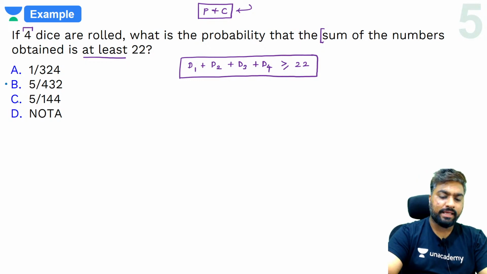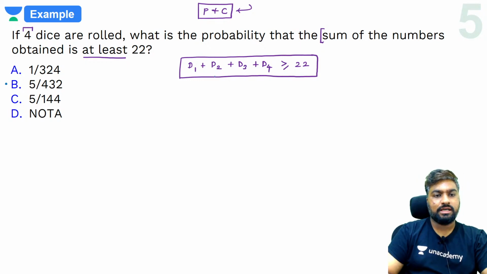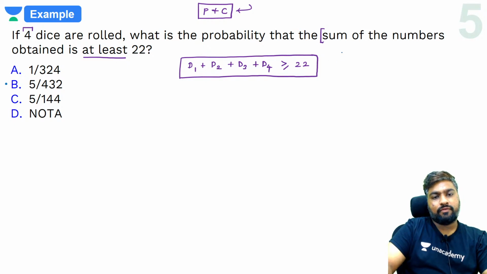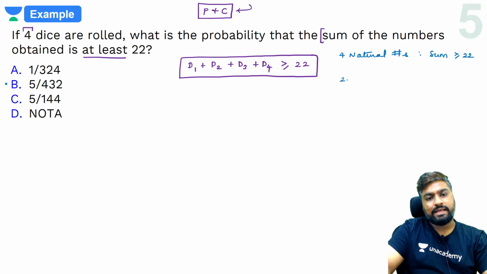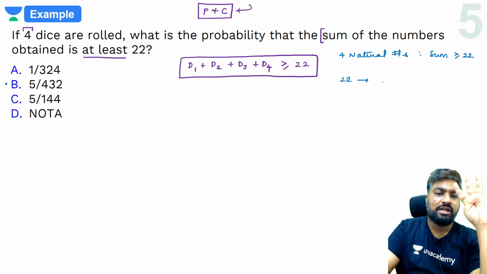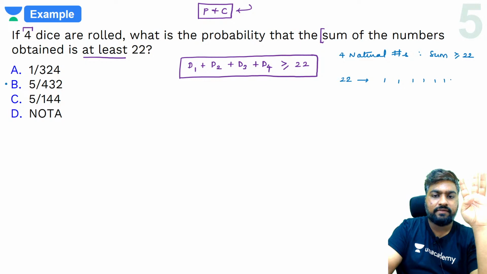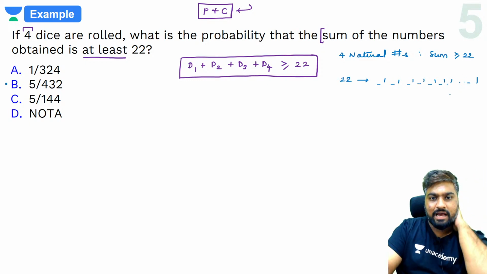Okay, so normally if this question was, there are four natural numbers, their sum should be greater than or equal to 22. तो हम क्या करते? We would have 22, four natural numbers. So we have 1, 2, 3, 4, 5, 6, 22 such numbers. लेफ्ट में, राइट में, you will have blanks. लास्ट में नहीं रहेगा, यहां पे.